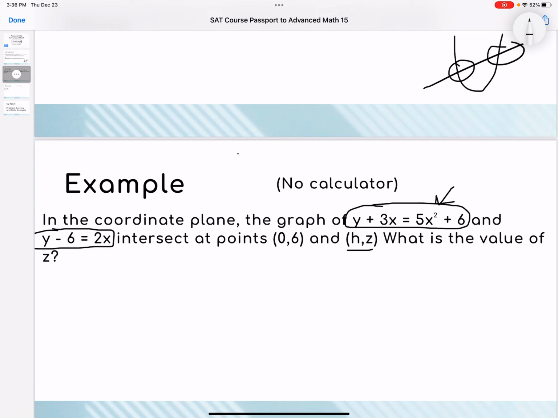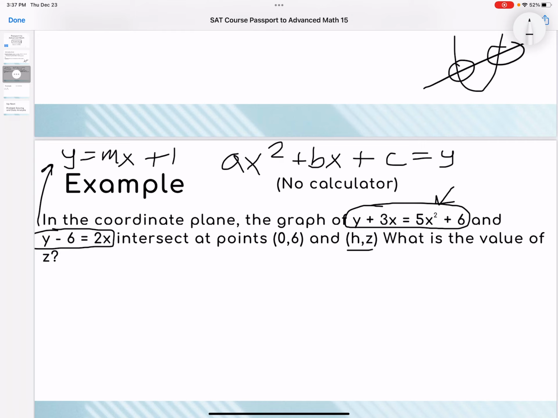So for quadratics, if we remember, that's ax squared plus bx plus c equals typically 0, or in this case y, because we have y as the other variable. And then, of course, for a linear equation, that's going to be slope-intercept form of y equals mx plus b, where m is our slope and b is that y-intercept.